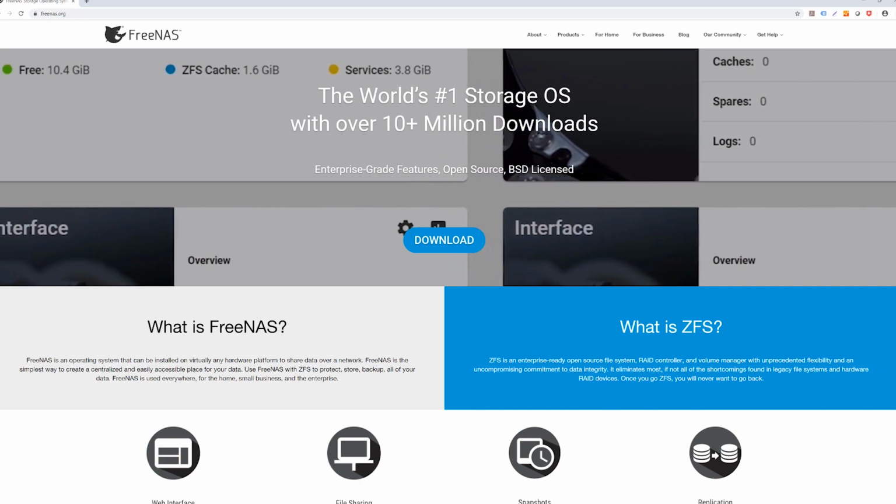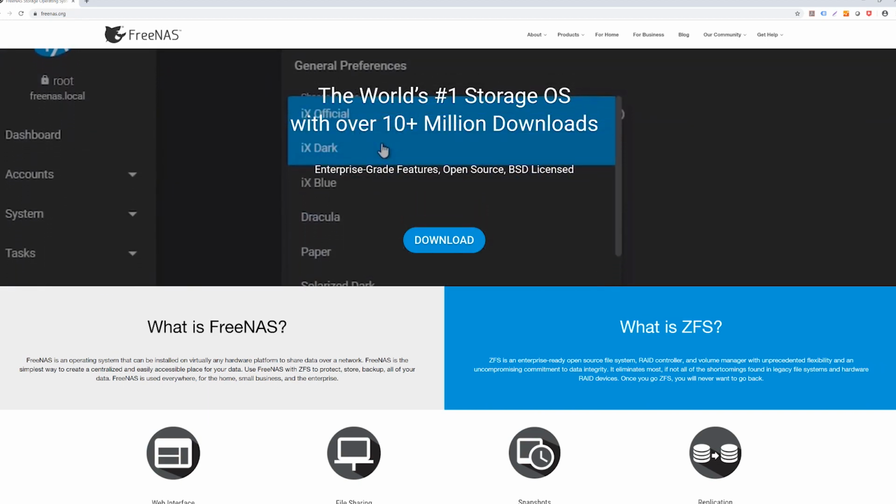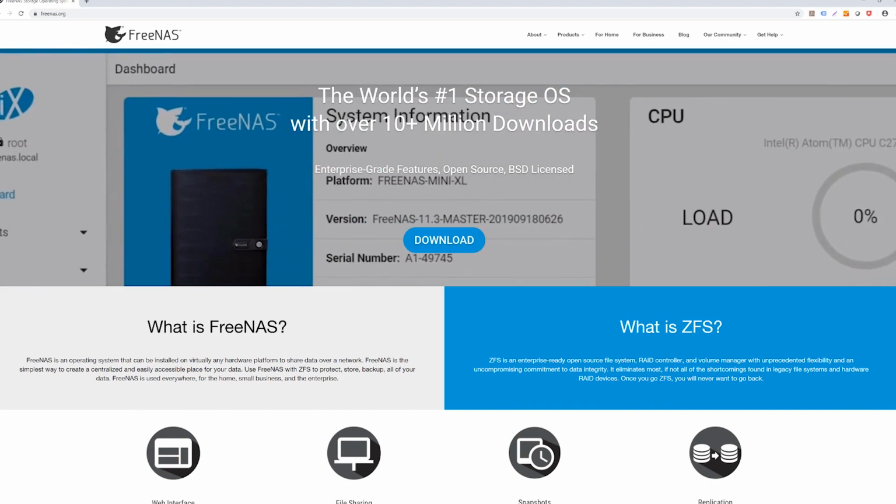So the next operating system we're going to talk about today is FreeNAS. FreeNAS is built on FreeBSD, which is another Unix-like operating system with a few key differences. The main differences are the way it distributes its software packages and the way it manages its source code. FreeNAS is another very flexible, lightweight operating system that can be installed on virtually any hardware platform. It's built with the main purpose in mind to share data over a network.